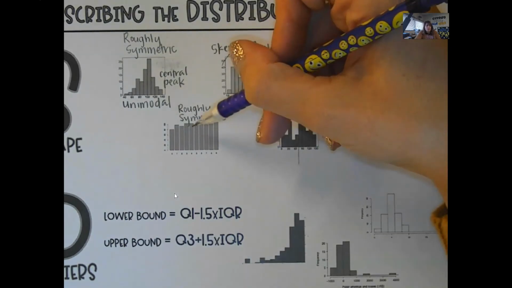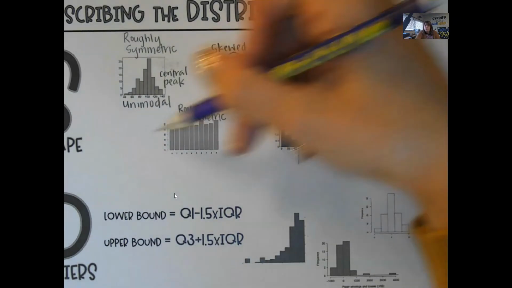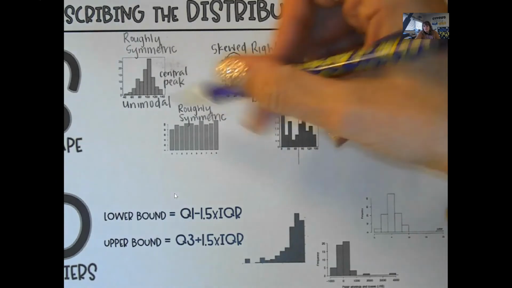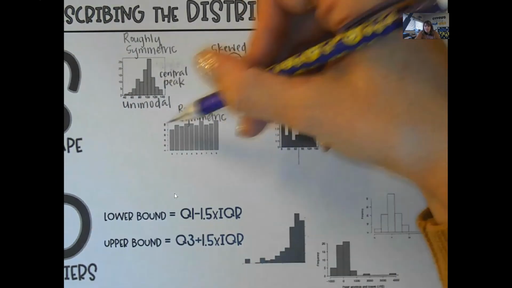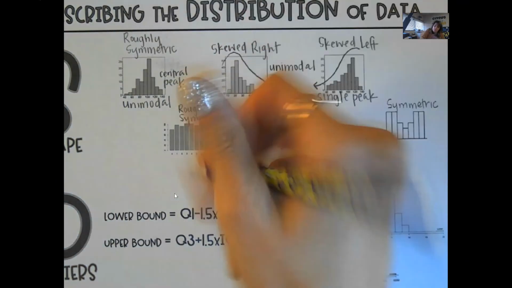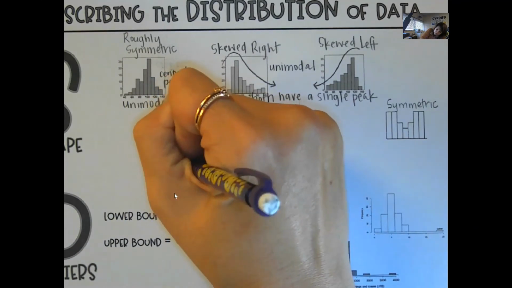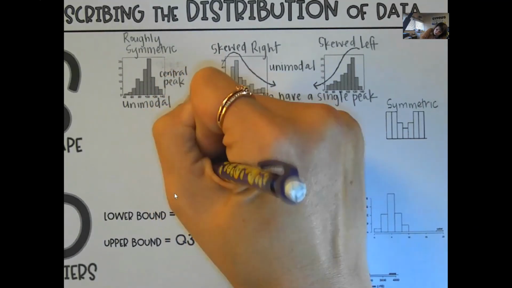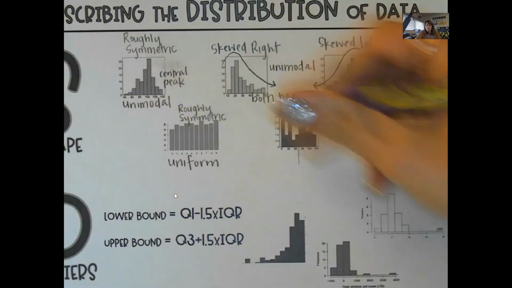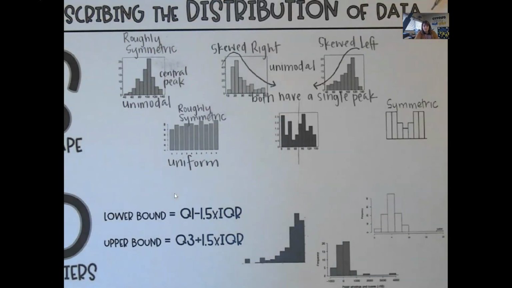Okay, this guy, no modes, no modes. You would say on this one, there is no single peak. He would be uniform. I know that there are some bars that are higher than other bars, but if you look at the overall picture of the data, we would say that this is uniform.